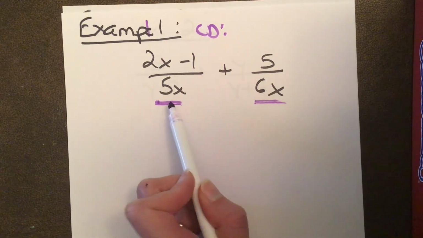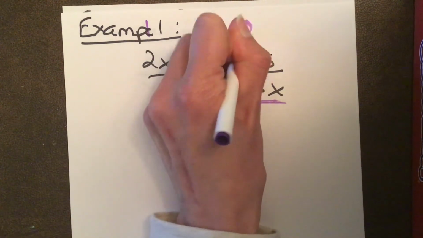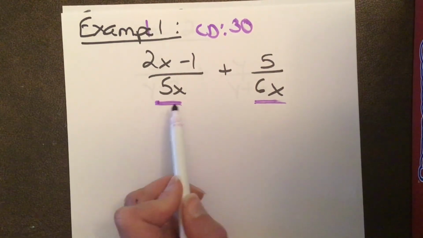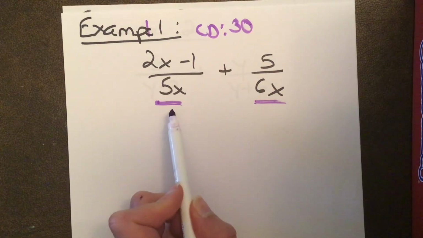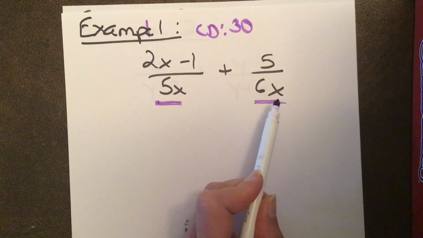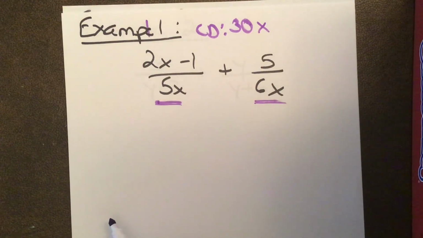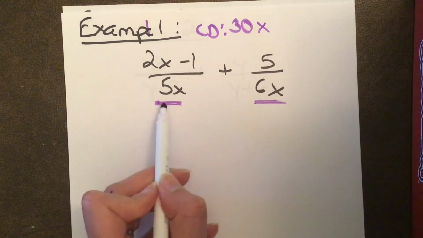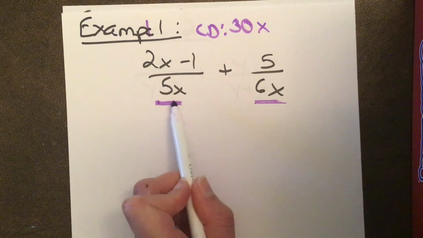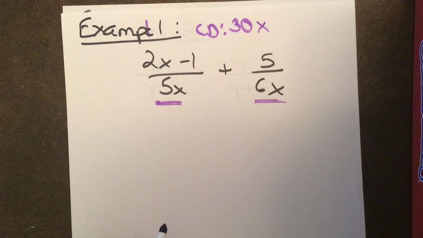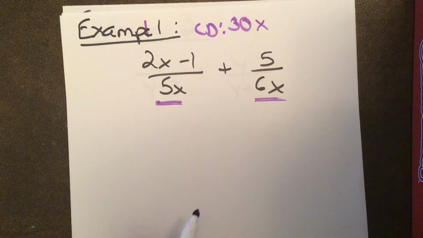And that's 30. So my common denominator is 30, but then I can't just leave it at 30 because if you notice, both of these have an x. So I also need to include that in my common denominator. I need to include the common denominator between the numbers, and then any variables that are there also need to be included.